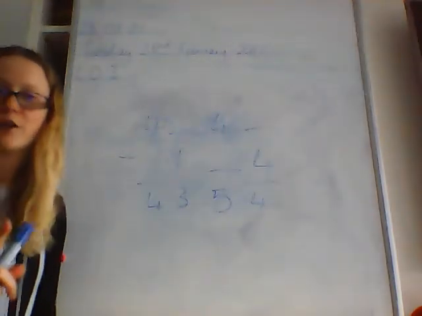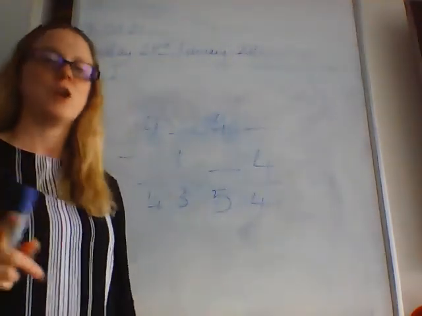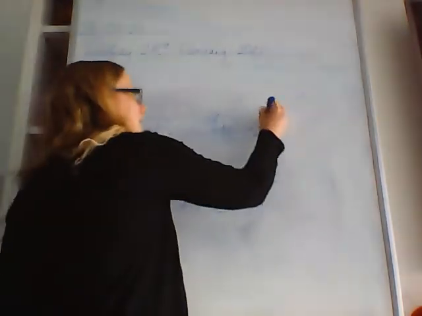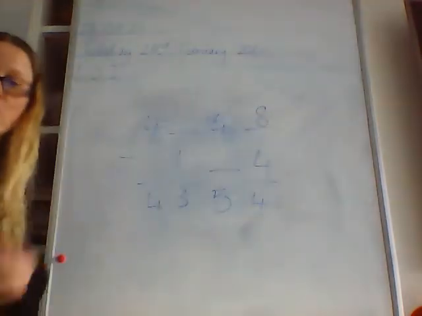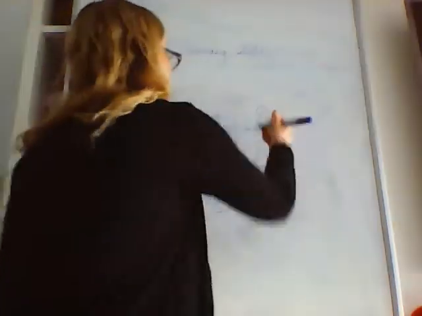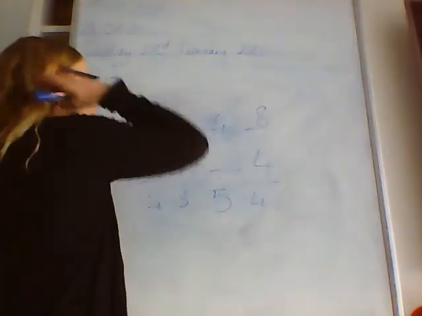It's not 0. 0 take away 4 you cannot do. But actually, 8 take away 4 equals 4, because 4 add 4 equals 8. We're doing the inverse. So 8 subtract 4 equals 4.